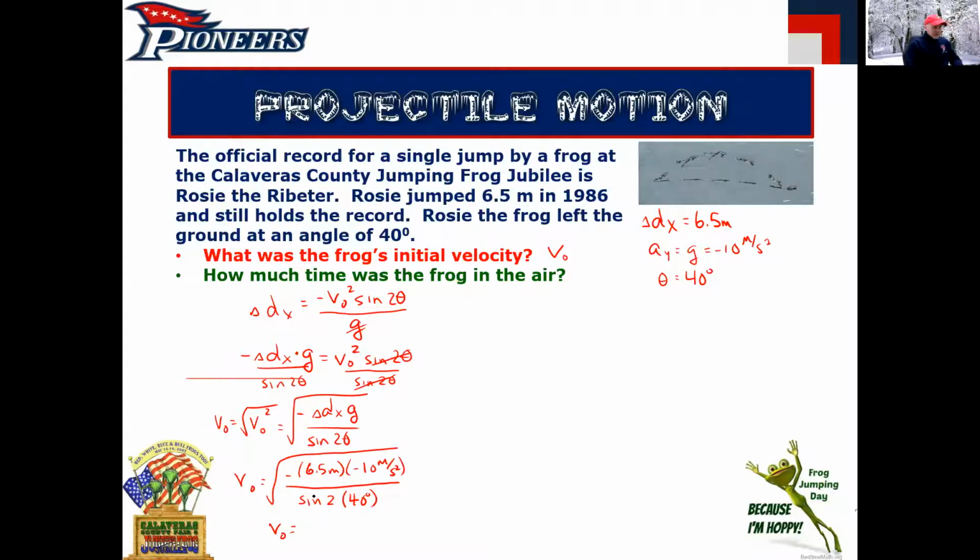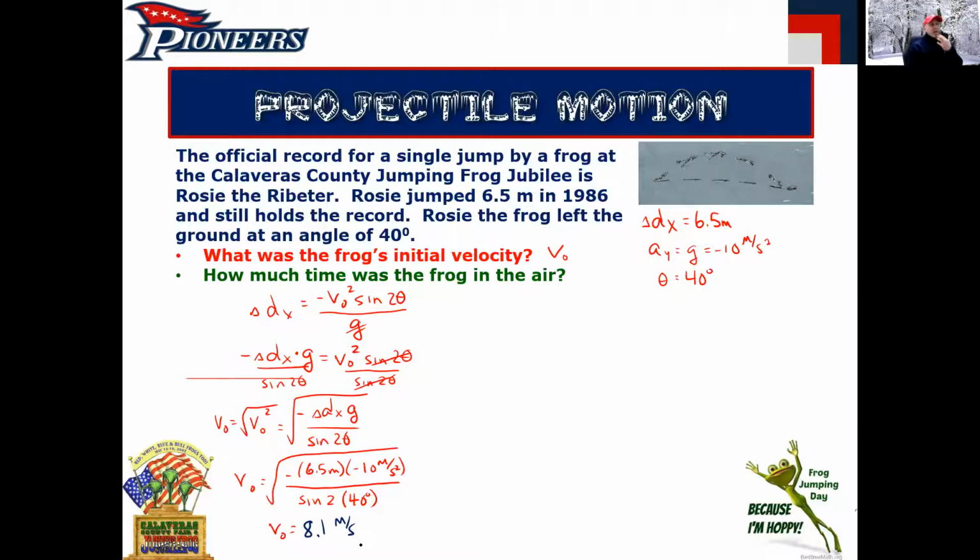So 6.5 times 10 is obviously 65. Dividing that by the sine of 80, again calculator in degrees, gives me 66, and I take the square root of 66, and I get 8.124, right? But I'm just going to call it 8.1. So now I have the initial velocity.